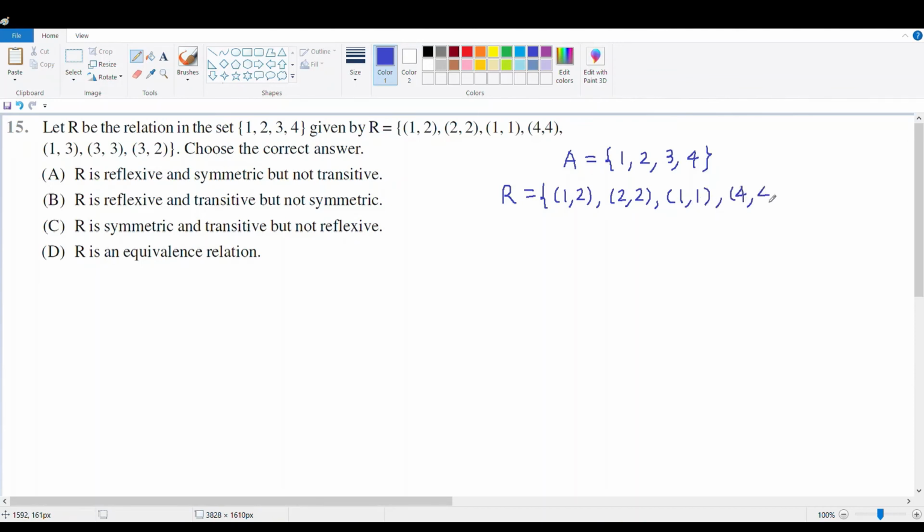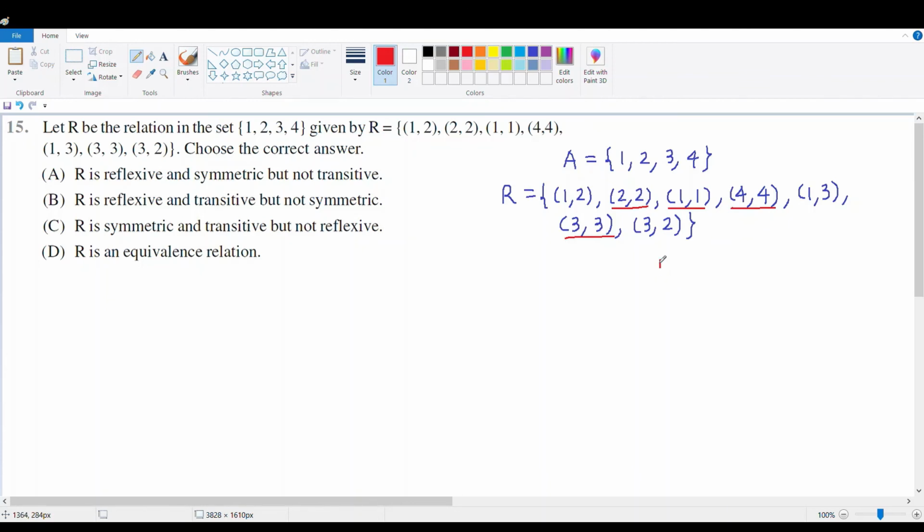R is (1, 2), (2, 2), (1, 1), (4, 4), (1, 3), (3, 3), and (3, 2). This is our R. Now we got 4 elements in A. So we must have (1, 1), (2, 2), (3, 3), and (4, 4) to be reflexive, which we got. We have 1 in here, so (1, 1). We have 2, so we must have (2, 2), we got it here. Then 3, we must have (3, 3), and 4 is here, so we must have (4, 4). We got all these 4.